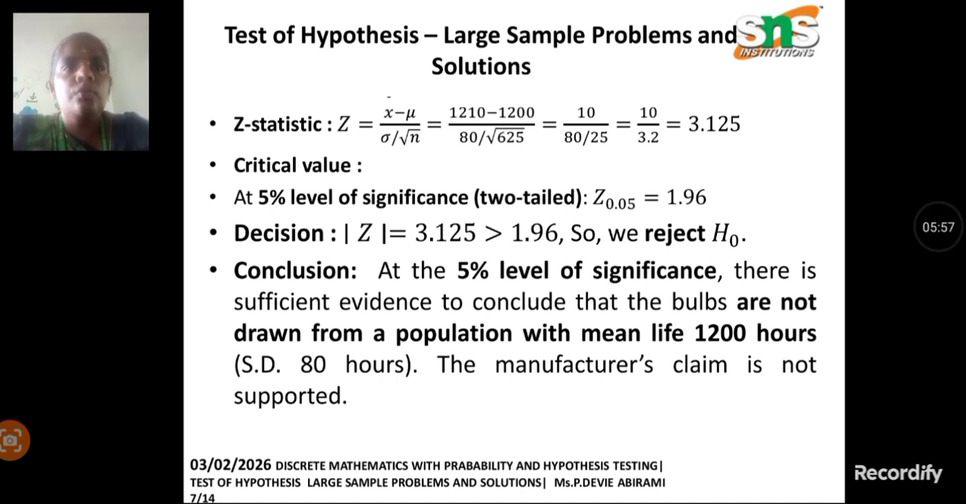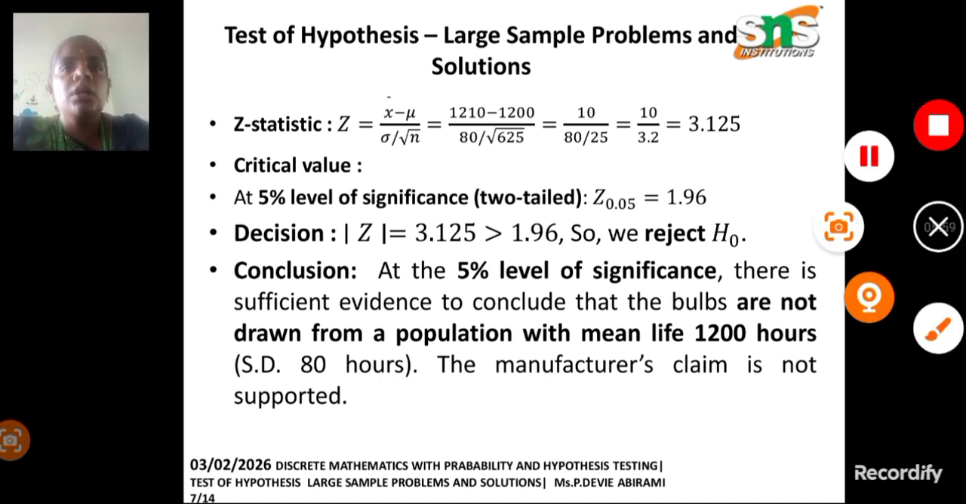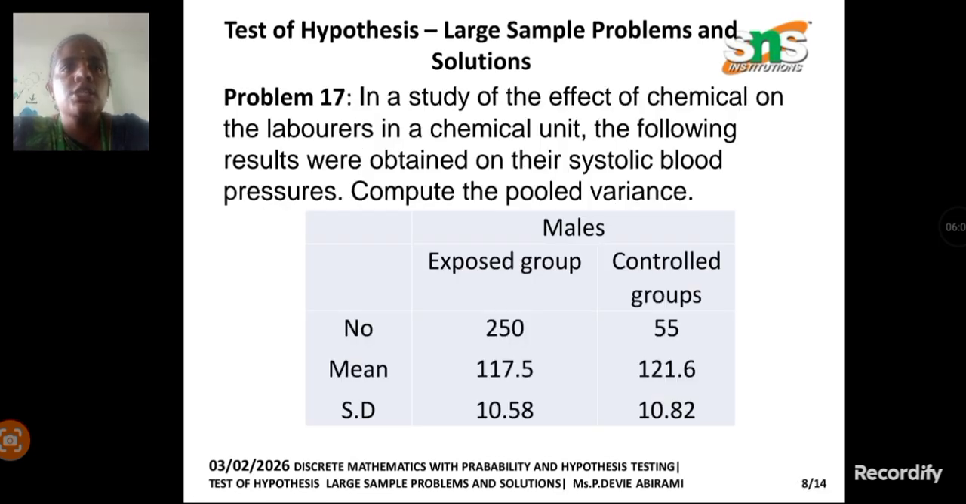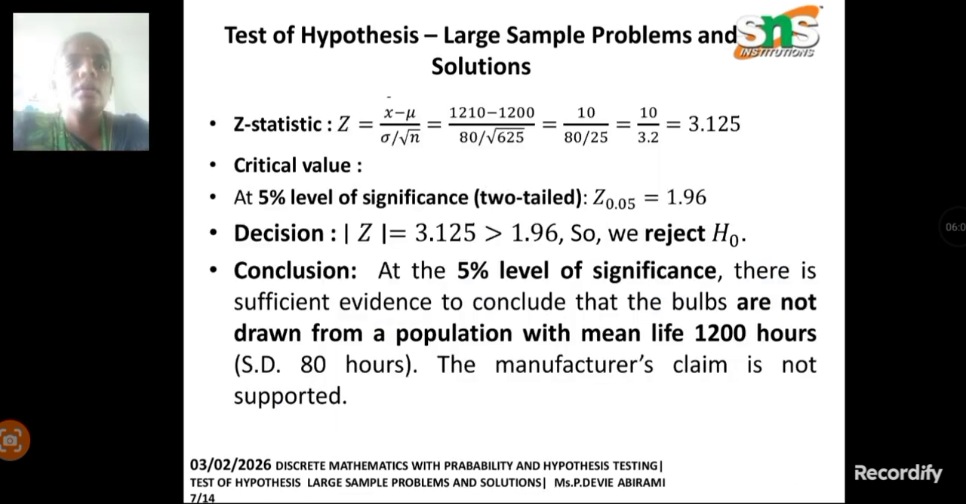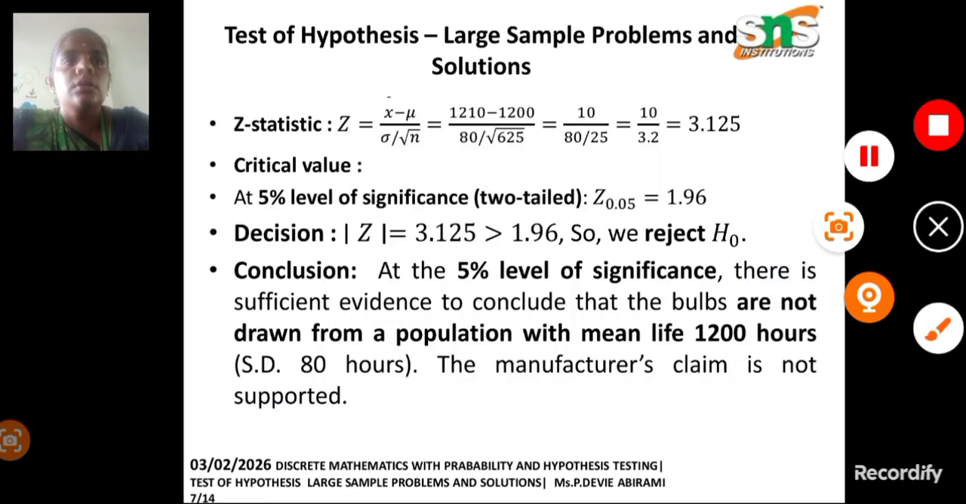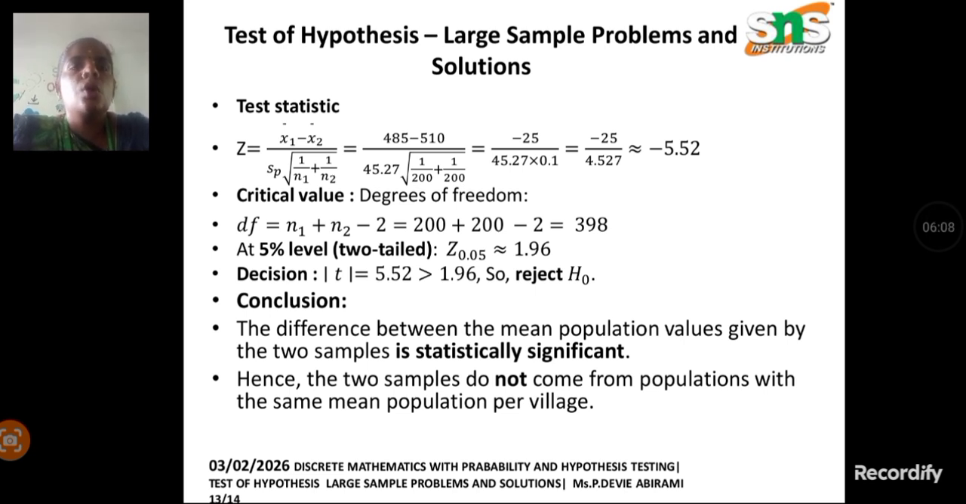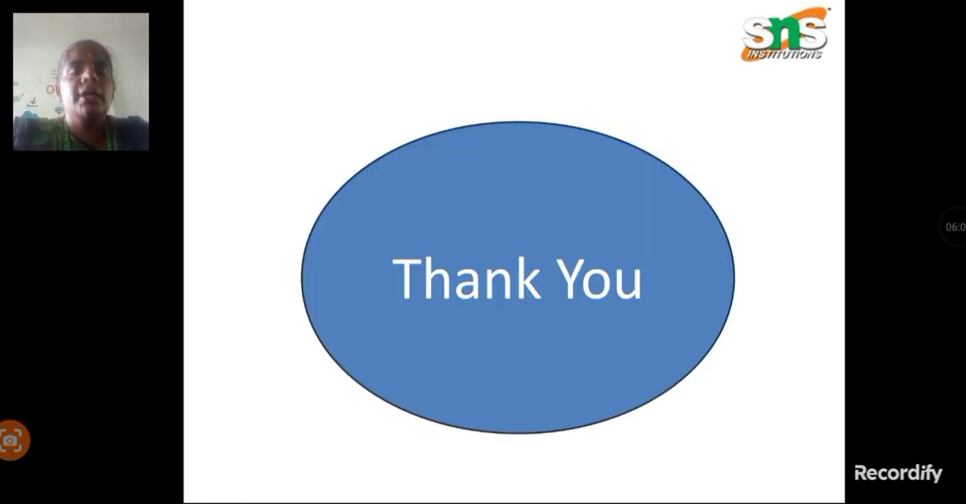This is how we can test the hypothesis by using a z-test formula. This is how we can test the hypothesis by assigning a null hypothesis and an alternate hypothesis. By using a Z formula, we can conclude whether the null hypothesis is accepted or rejected. If the null hypothesis is accepted, then the problem is completed. If it is not accepted, then we can go with an alternate hypothesis. Thank you.